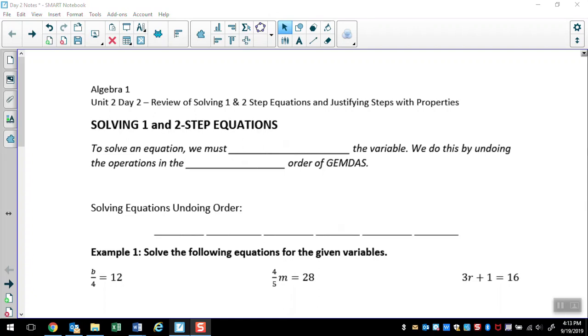Hi everyone, today we're going to review how to solve 1 and 2 step equations. And then we're going to look at how to use those properties that we learned about last time to justify the steps in solving our equations. So let's do some review here.